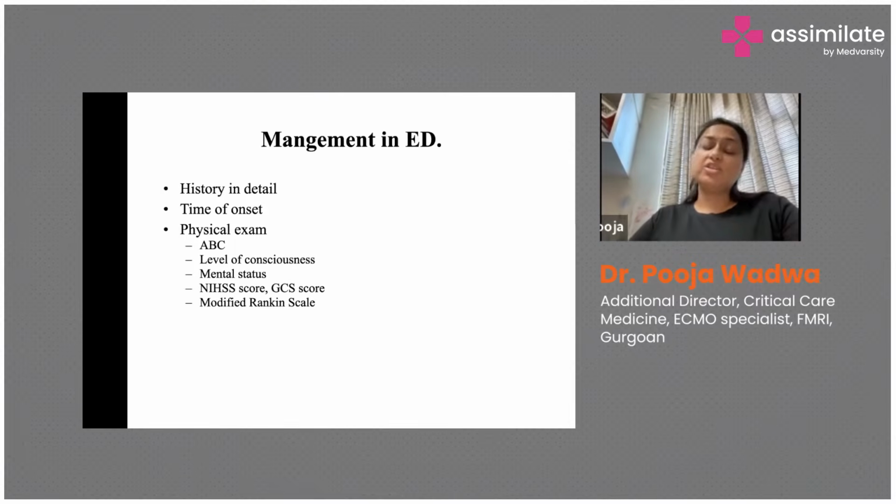So how do you manage a patient if he comes to the emergency department? You have to take the history in detail, time of onset, because it's very important, physical examination, which includes ABC, that is airway, breathing, circulation. You have to assess the level of consciousness, his mental status, NIHSS score or GCS or modified Rankin scale. We'll discuss them in detail in further slides.